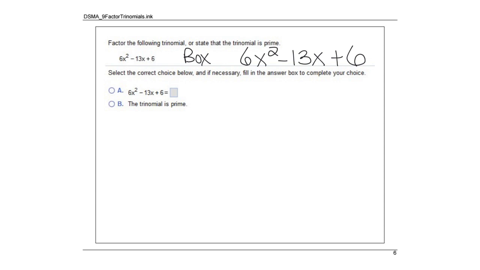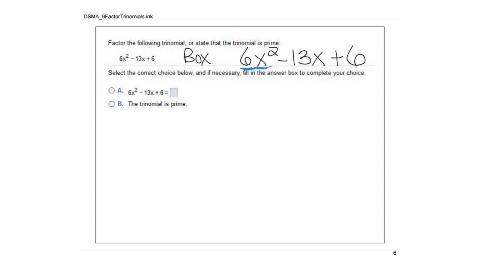Now, when we were factoring trinomials in DSMA 7, I don't know if you noticed or not, but the first term, the x squared, only ever had a 1 in front. And so that's why those were pretty easy to factor. We could just find numbers that would sum to negative 13 and then multiply to the number at the end.